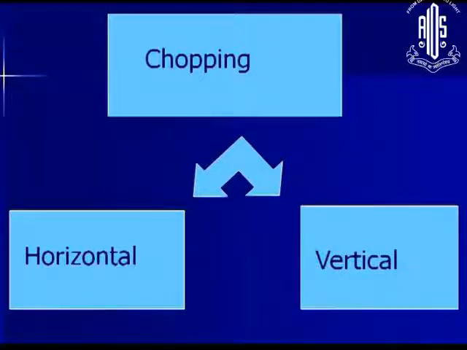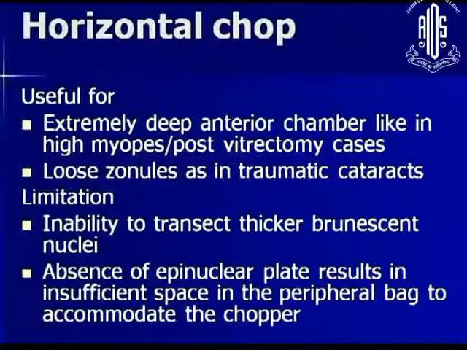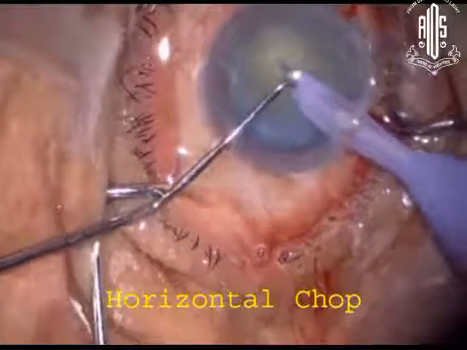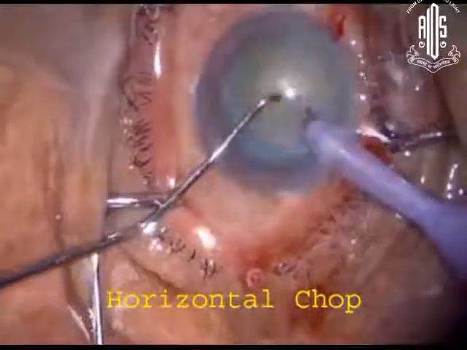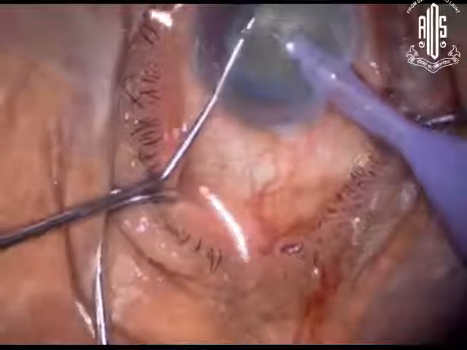And the only thing you require is a good phaco machine which has a good surge control. Now in horizontal chop, which is best for the soft cataracts, the initial movement of the chopper is from the periphery towards the center, and the important thing is you should have space to insert your chopper from the periphery. You should not be doing horizontal chop in hard cataracts, as there's hardly any space for you to insert your chopper. If you try to do that in hard cataracts, you will end up in zonular dehiscence. So for that you need to use a vertical chop, which I'll show subsequently.